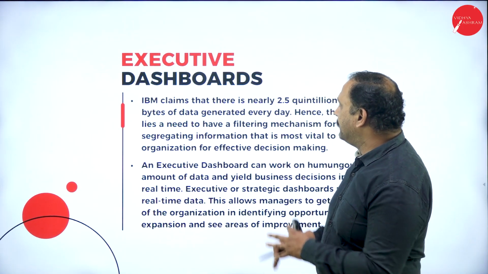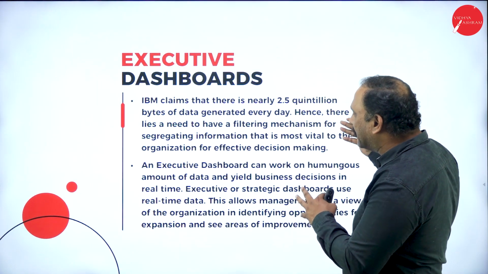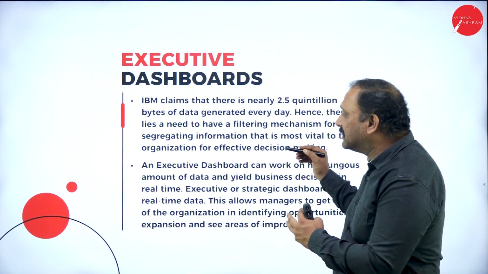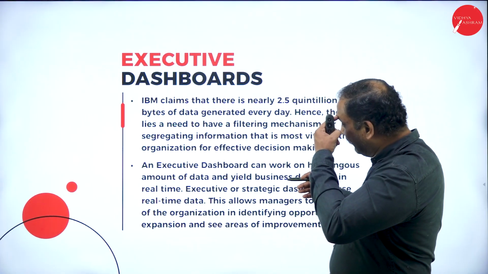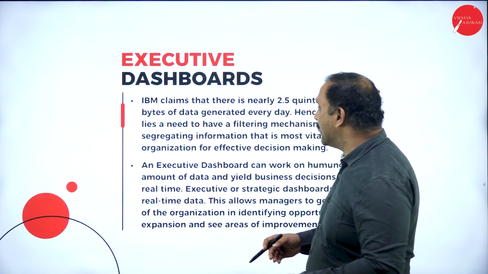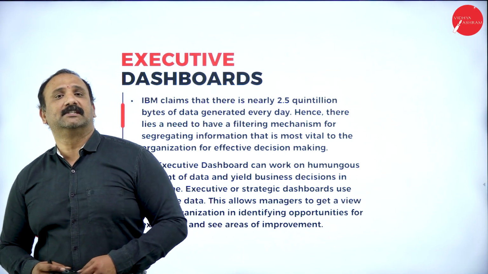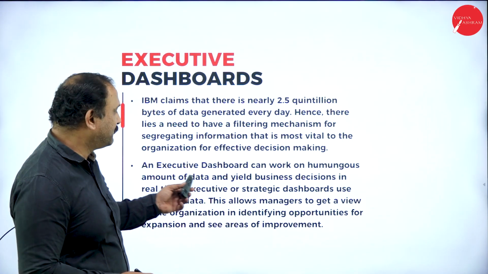Let's move further. IBM claims that there are nearly 2.5 quintillion bytes of data generated every day. So here we need something as a filtering mechanism for segregating the information that's most vital to the organization for effective decision making. Now, if IBM is going to come up with this data, that means to say that the world is completely flooded with the amount of data that we're talking about. That's a humongous amount that we are talking about.